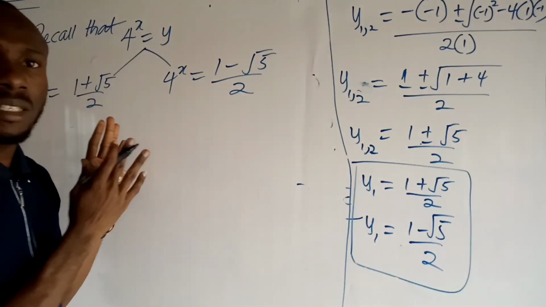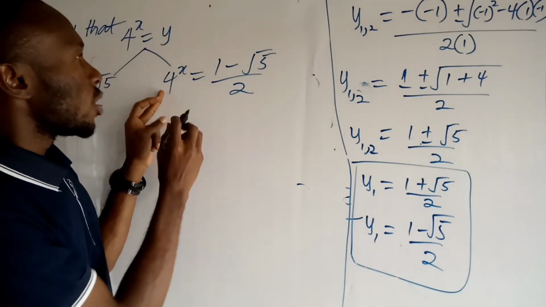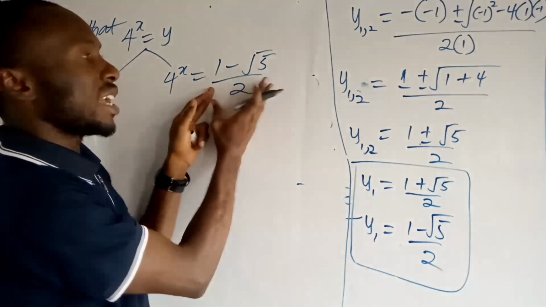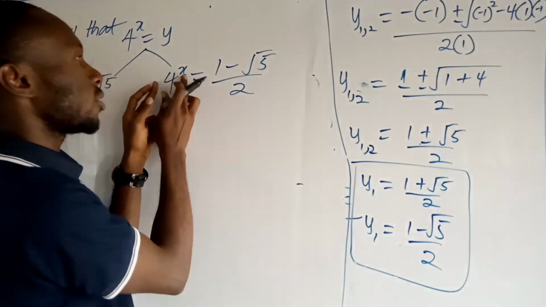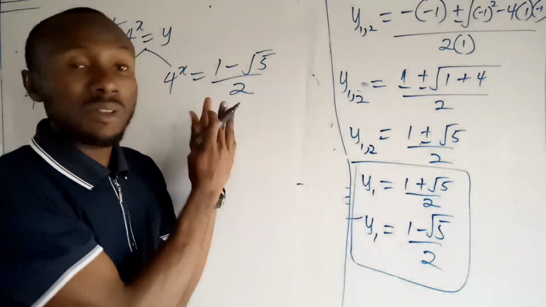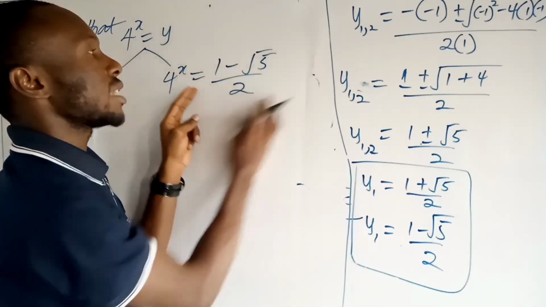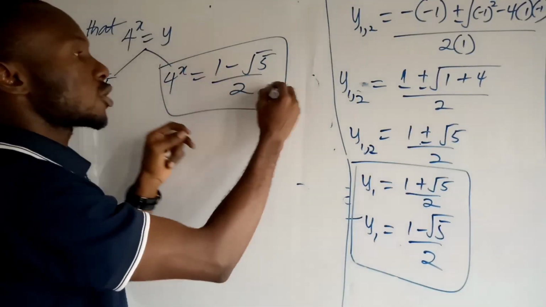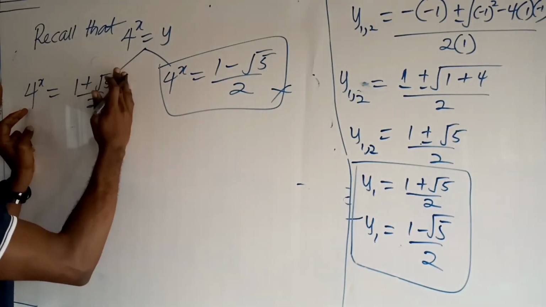Now, I want us to analyze this solution. Remember, whatever the value of x, we can never have a negative result. Whatever the value of x, our results can never be negative. So you can see that this one is negative. Because of that, we are going to ignore this solution and work with this solution.